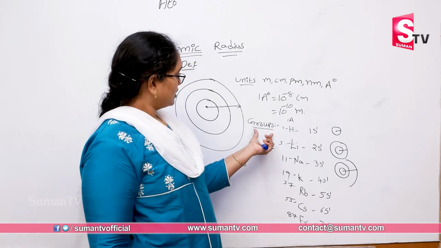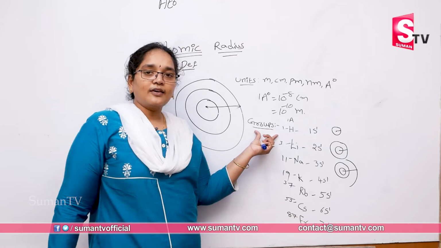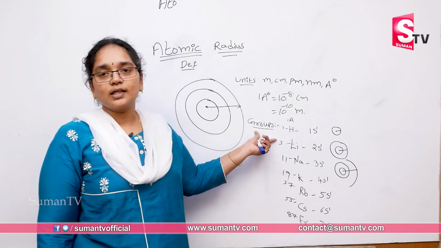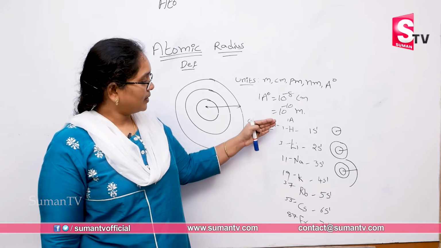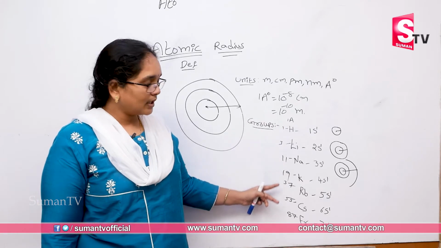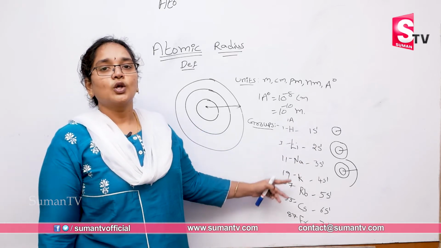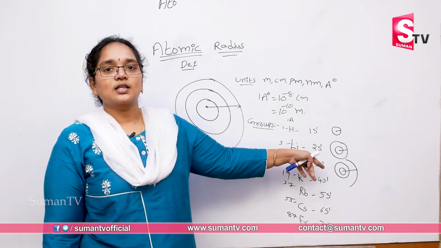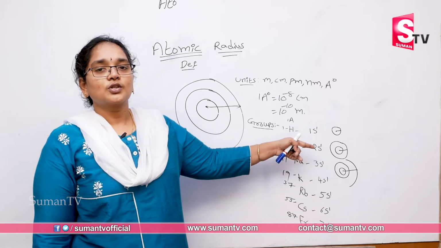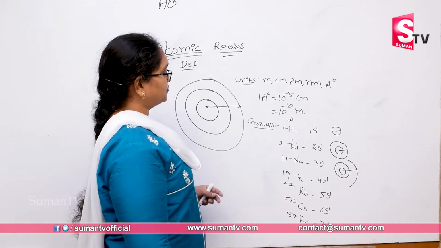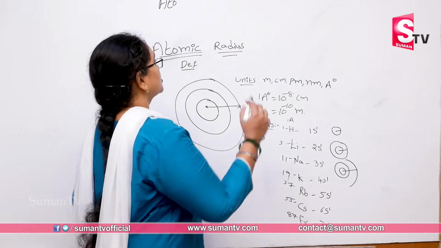So the conclusion is that in groups, atomic radius increases from top to bottom. Why? Because from top to bottom atomic number increases, so the number of electrons increases, and to accommodate those electrons the number of shells increases. So atomic radius increases.